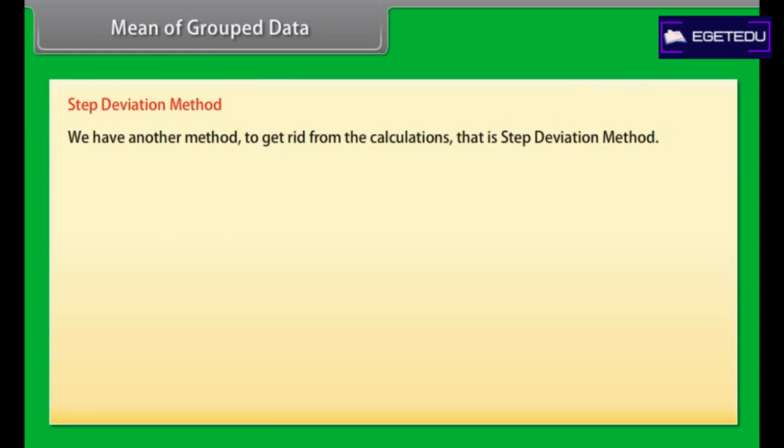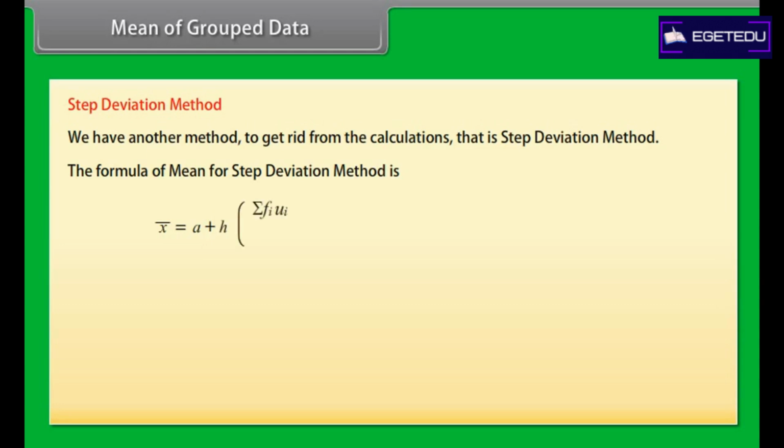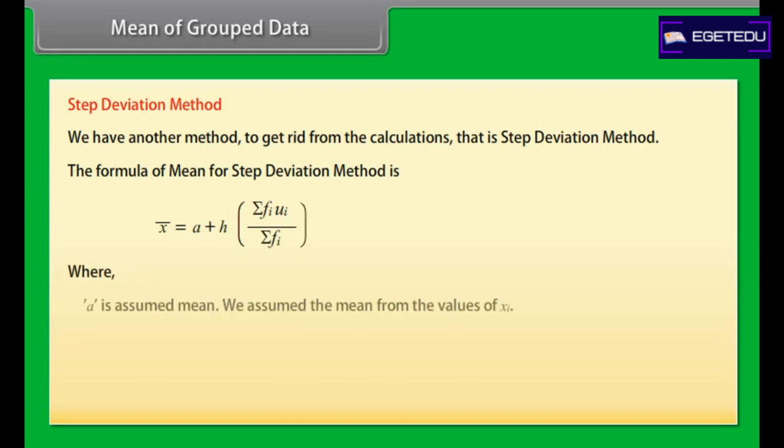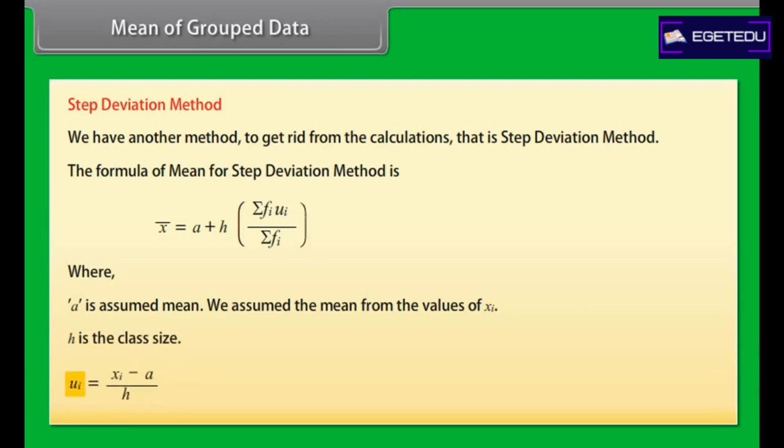Step deviation method. We have another method to get rid of the calculations, that is, the step deviation method. The formula of mean for step deviation method is a plus h multiplied by summation of the product of fi and ui divided by summation of fi, where a is the assumed mean. We assume the mean from the values of xi. h is the class size. ui is equal to xi minus a divided by h.